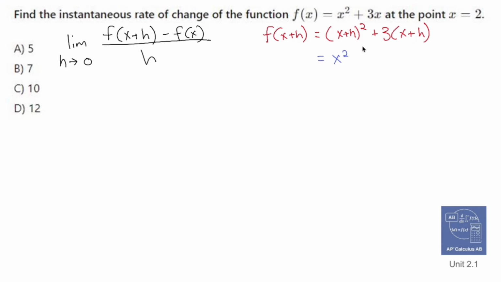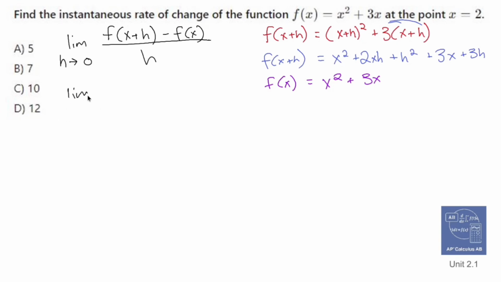X times h and x times h is 2xh. And then h squared is h squared. Here you distribute the 3, so plus 3x plus 3h. And that's what f of x plus h is. You now also have regular old f of x, which I'm just going to rewrite, x squared plus 3x. Now that I have these two, I can go back to the formula and plug stuff in.